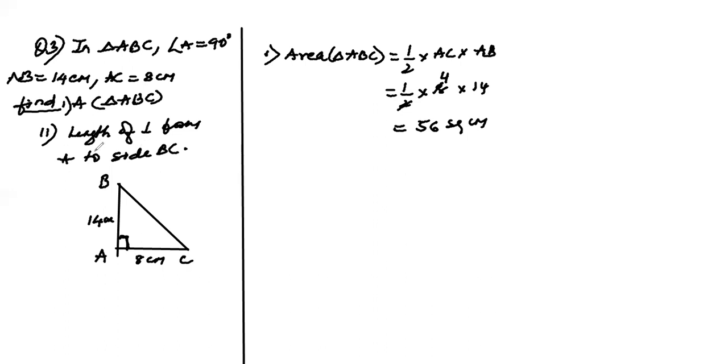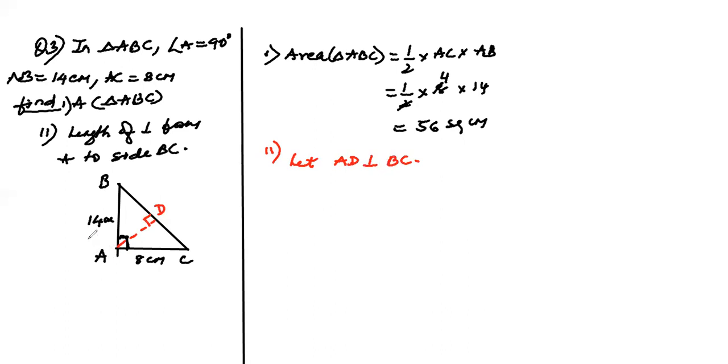But the question is, children, they also want me to find the length of the perpendicular drawn from vertex A on side BC. They want us to find the length of the perpendicular. Please look at this perpendicular, children. This perpendicular AD is drawn from vertex A on side BC. Second one: let AD be perpendicular to BC. So I want to find AD now.